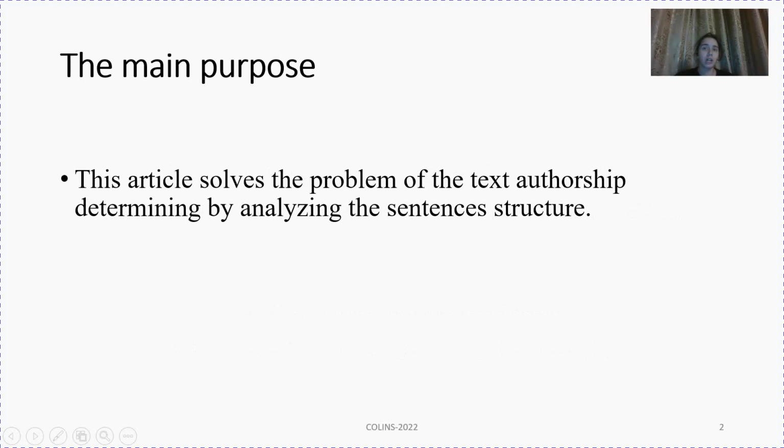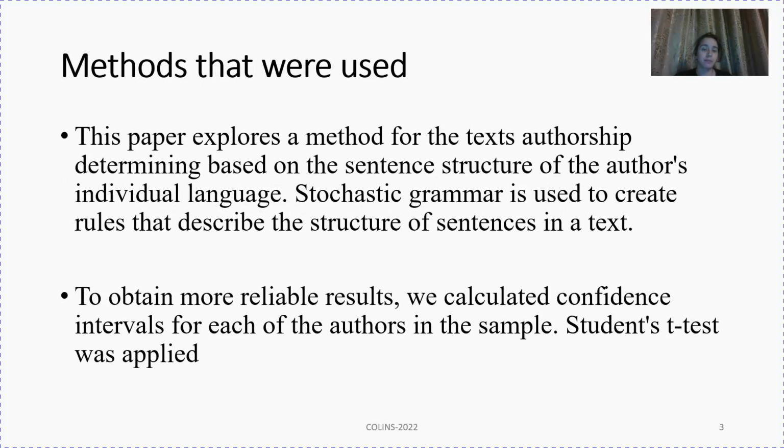First of all, this work is based on the theory that each author has their own style of sentence building. So, in this work, we try to capture it and use it later in authorship determination. We use several methods. The first method is stochastic grammar, which is used to create rules that will describe the structure of sentences in a text. And also, to obtain a more reliable result, we use confidence intervals and apply Student's t-test.